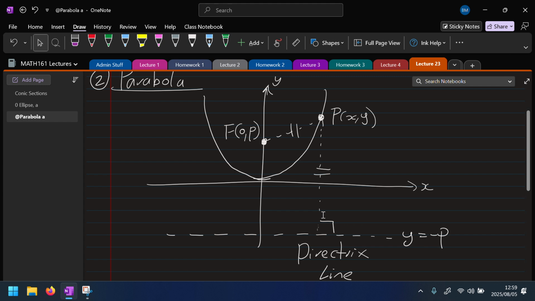What's the distance? From this line to this line, what is the distance? How can it be minus p? You're giving me a negative distance. What is the distance? P. Yes, p. Thank you.